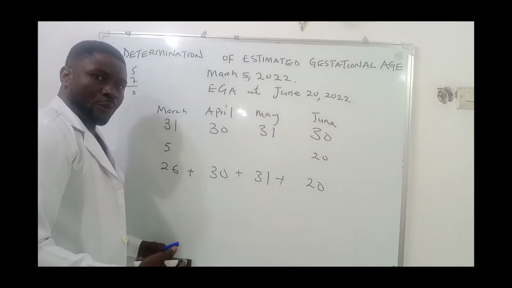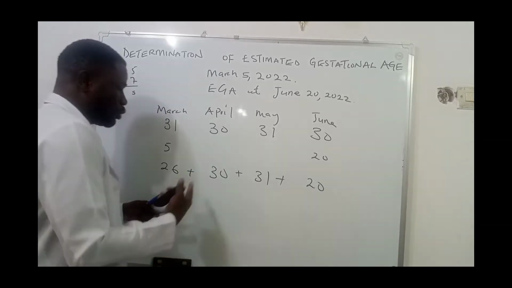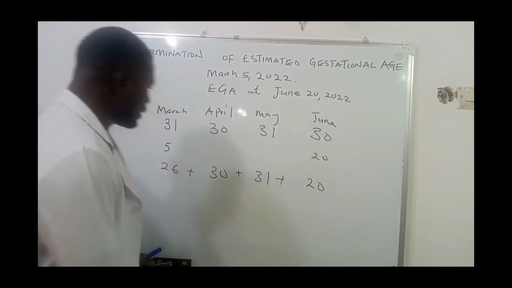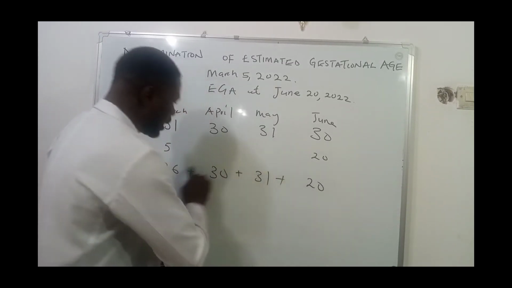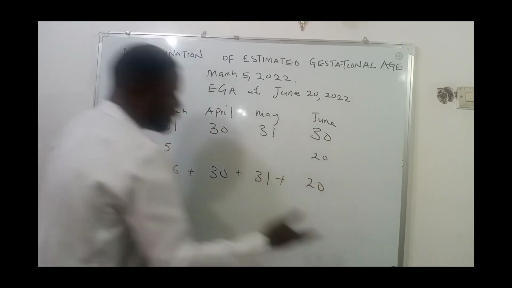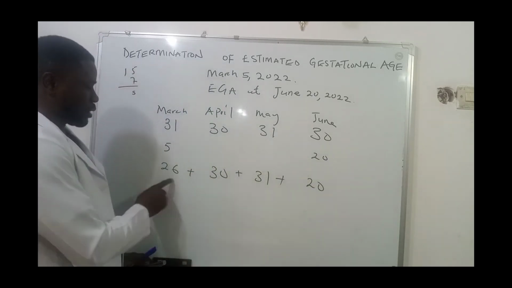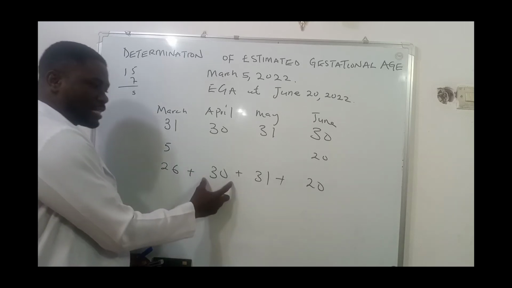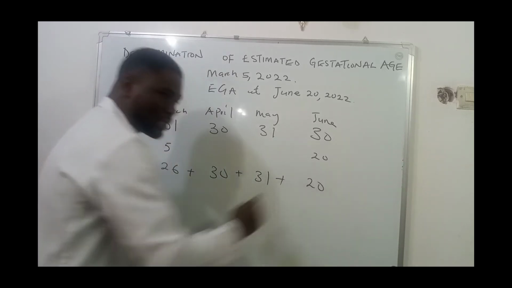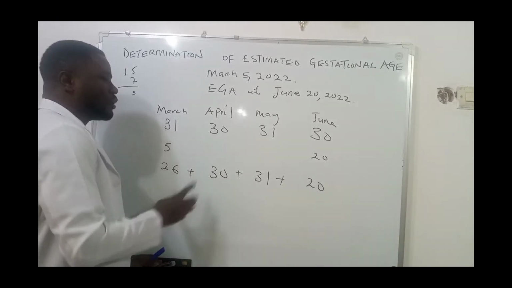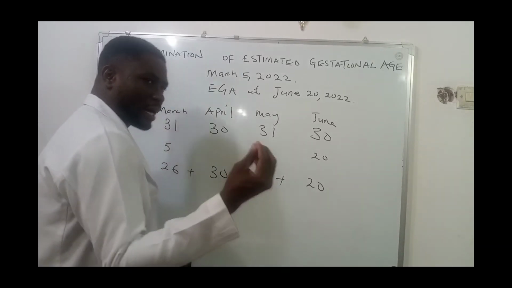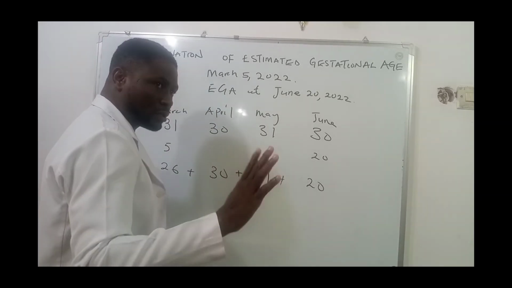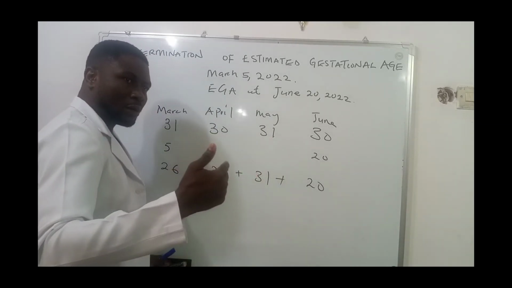That's why I want to show you another way you can have it done. If you have gotten to this point, instead of adding and then dividing, you can simply say, okay, let's do it this way. Remember that this is 26 days, this is 30 days, this is 31 days, and this is 20 days. Now, remember that every week has 7 days, and a month will give you 4.